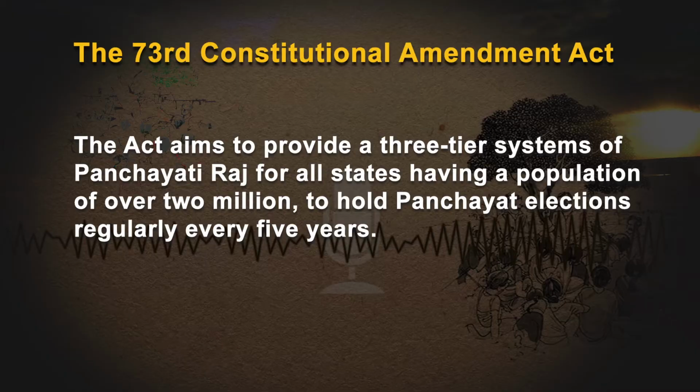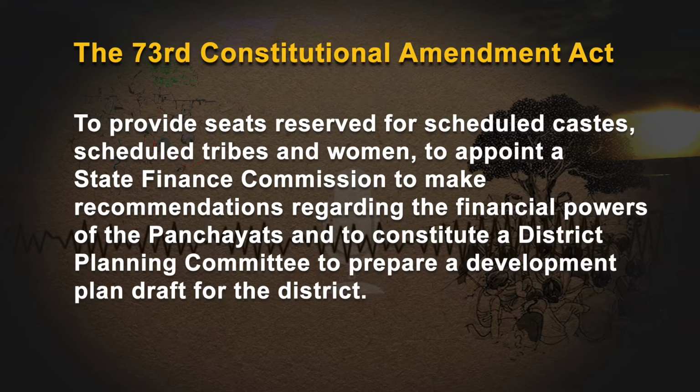The Act aims to provide a 3-tier system of Panchayati Raj for all states having a population of over 2 million, to hold Panchayat elections regularly every 5 years, to provide seats reserved for scheduled castes, scheduled tribes and women, to appoint a state finance commission to make recommendations regarding the financial powers of the panchayats, and to constitute a district planning committee to prepare a development plan draft for the district.